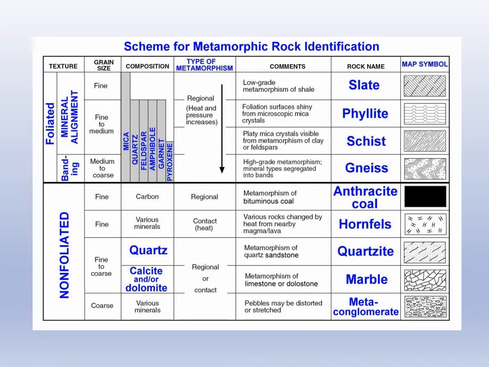The scheme for identification, once again, another chart, foliated rocks up top, looking at their general shininess, and non-foliated rocks below. Really, the coal's easy. The quartzite will not bubble, and the marble will bubble. So that's how we identify the metamorphic rocks.